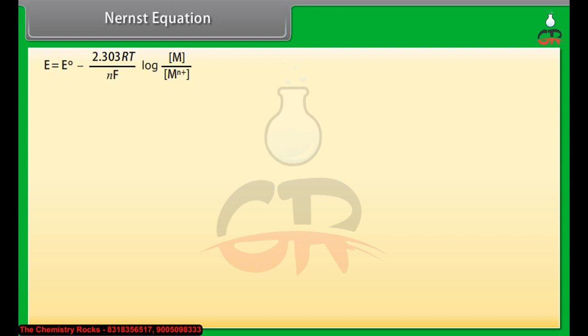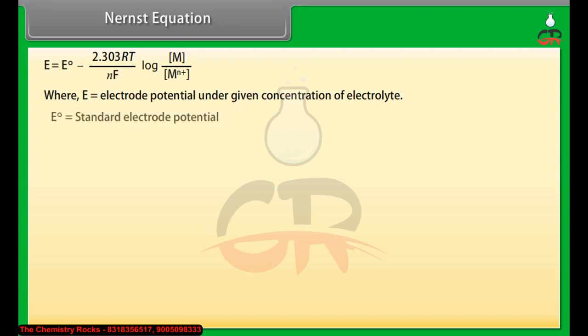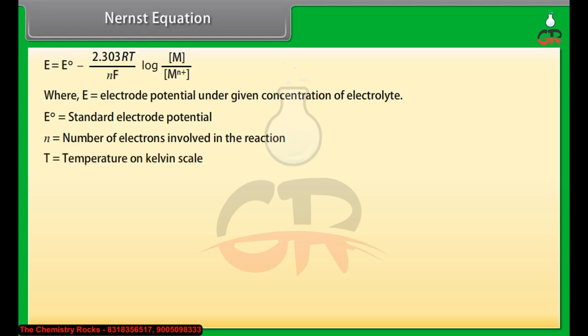where E is equal to electrode potential under given concentration of electrolyte, E naught is equal to standard electrode potential, and n is equal to number of electrons involved in the reaction, T is equal to temperature on Kelvin scale, F is equal to 1 Faraday, R is equal to gas constant.